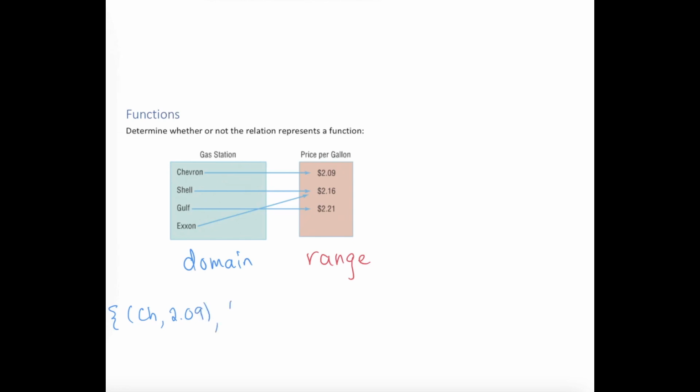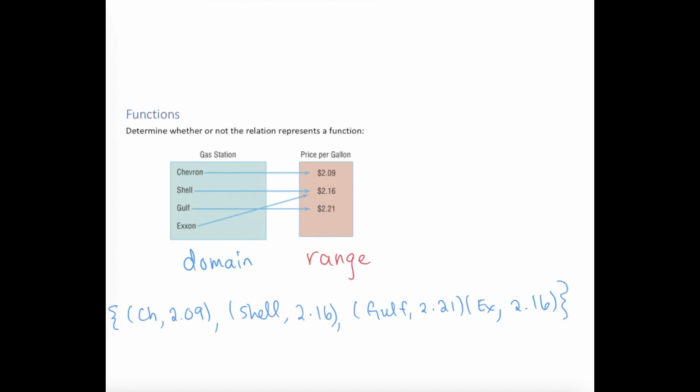$2.09, where Shell is going to correspond to the price per gallon, $2.16, where the Gulf is going to correspond to the Y value, $2.21, and Exxon is going to correspond also to $2.16. So we're trying to determine, does each domain element correspond to only one range element?